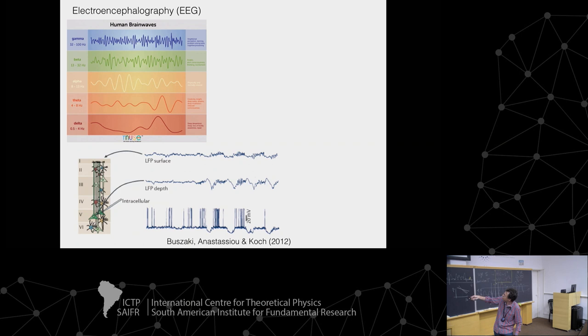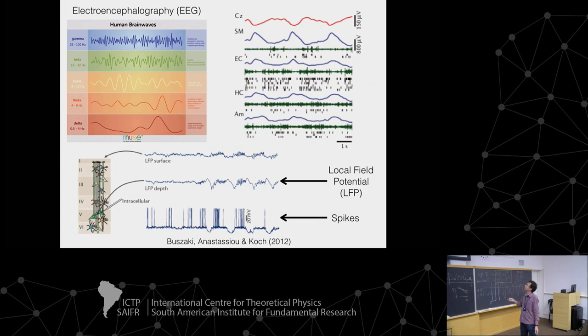So this is a local field potential. These are spikes. There are people in the world who work on intracellular recordings with live animals. It's very hard to do, because this thing is 10 microns across, so you have to have a very stable setup, otherwise you just kill the neuron, and that's it, your experiment is done.